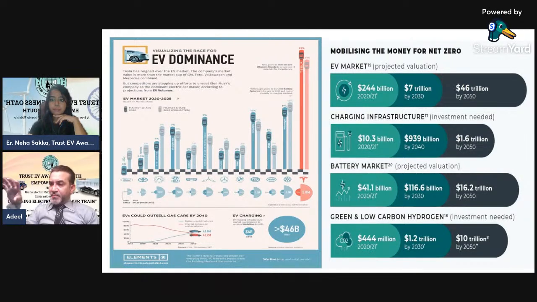So this is just a bit of an EV dominance view, where you can see how the EV market globally is changing, who the leaders in the global EV market are, and what is going to happen by the year 2025 and 2030. We are saying that by 2040, this market is going to outsell gas cars, and similarly, the EV charging market will reach $46 billion in 2025.